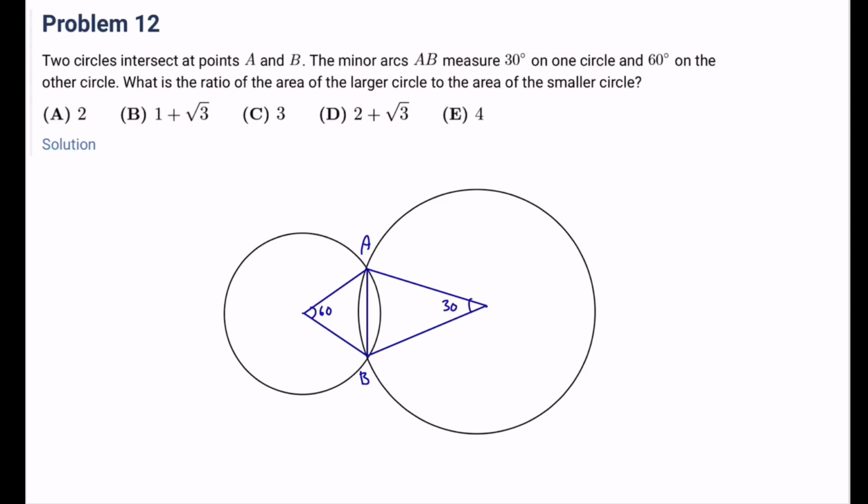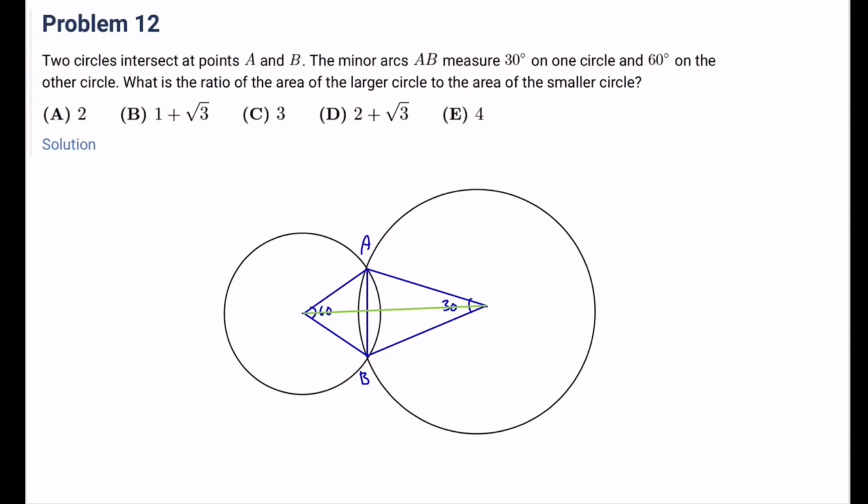And so we want the ratio of the area of the larger circle to the area of the smaller circle. That means that we can just get the ratio of the radii and then just square them. And so now what we want to do is connect a line from here to there. So that's going to make this whole triangle. And since this is 30 degrees and this is 15 degrees, we can use the sine of 30 and 15 degrees to get our answer.